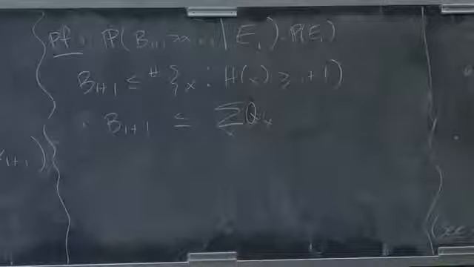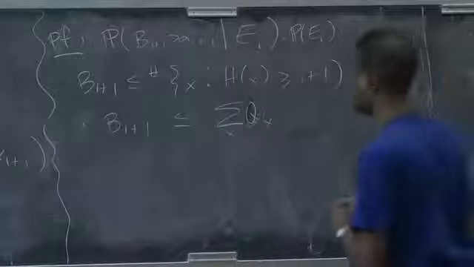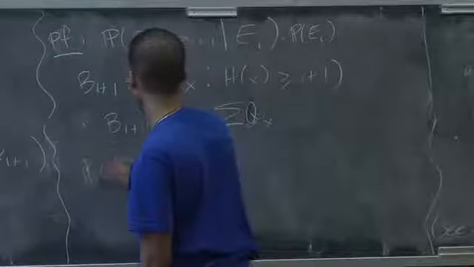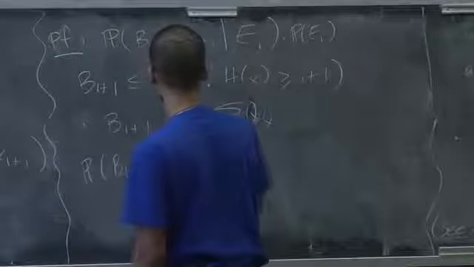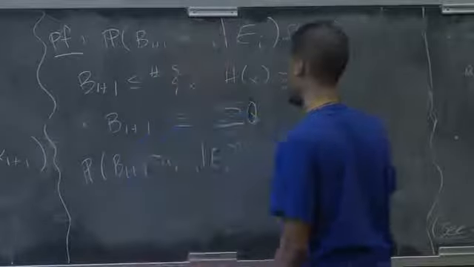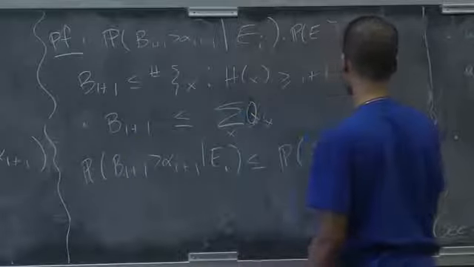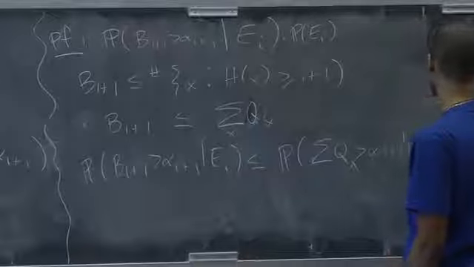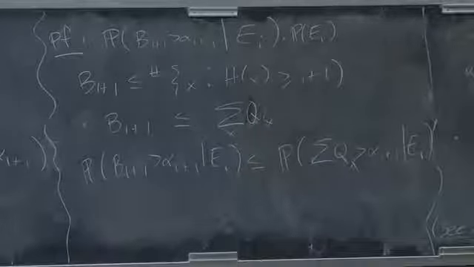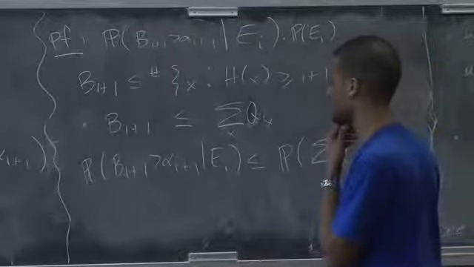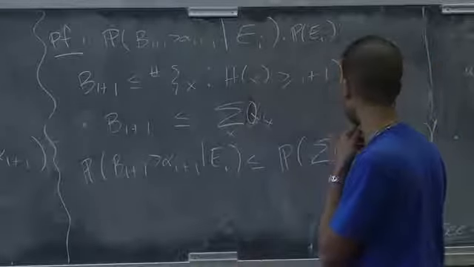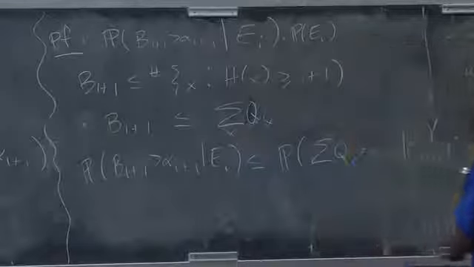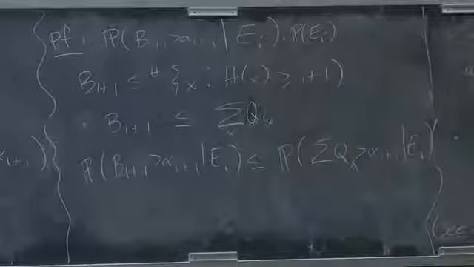What do I want to say here? So certainly now what I've shown is that the probability that b_{i+1} is bigger than alpha_{i+1} given E_i is at most the probability that the sum over q_x is bigger than alpha_{i+1} given E_i. And I think I had a proof in mind.